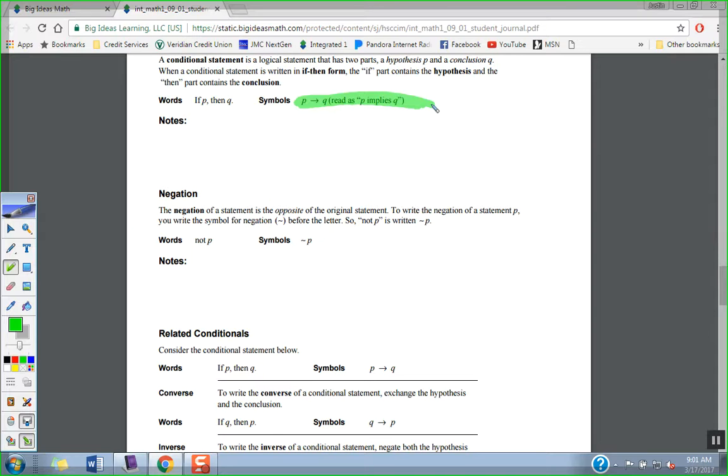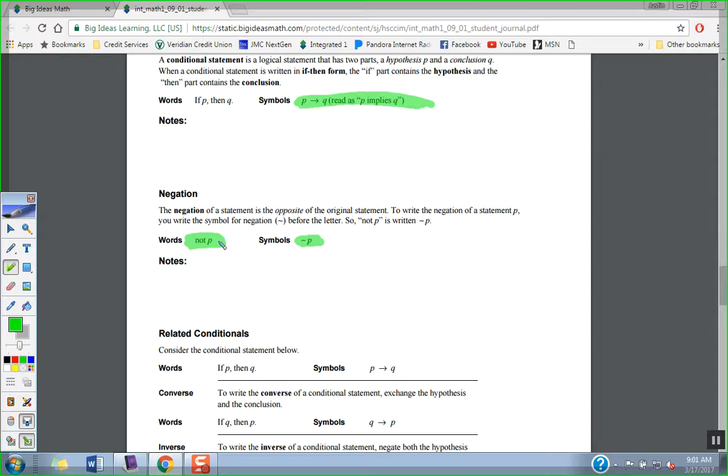P implies Q. It's the same as if P, then what? If P, then Q. Understand this. If I put a little symbol like this out here, this simply is the negation. So instead of saying P, this is actually read as how? What's this read as, kids? How is that read? Not P.